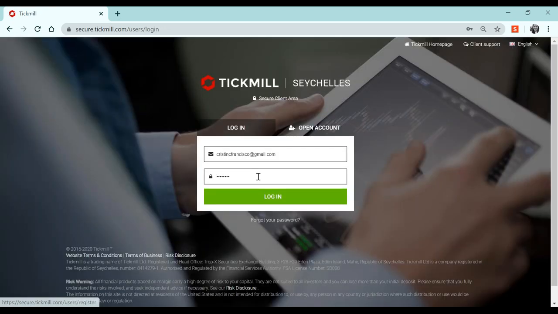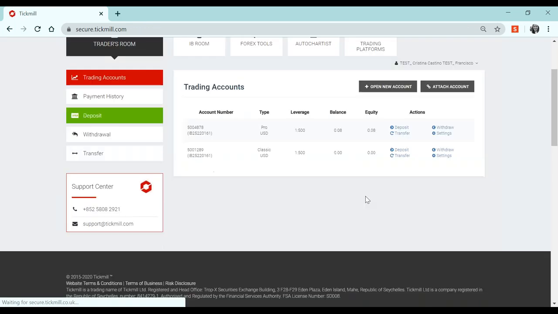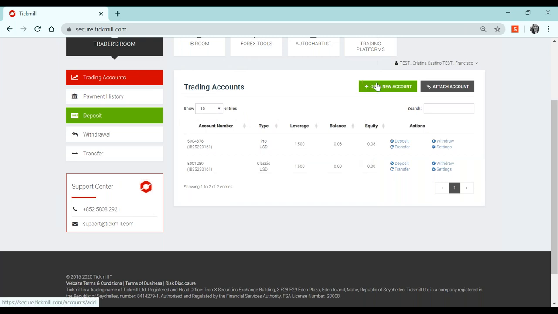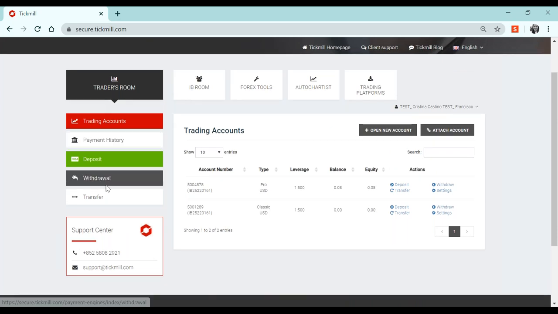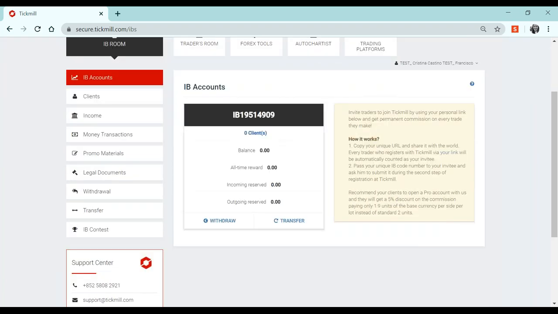So since I have my Tickmill account na, let's just log in. And this is the client area. So this is where you will open account. Tapos dito na rin po lahat, trading account, payment history, withdrawal, transfers. Ito yung mga available accounts nyo. And if you become an IB, i-click nyo lang yung IB room and instantly you will become an IB. So you will have your own IB code and referral links under promotional materials.